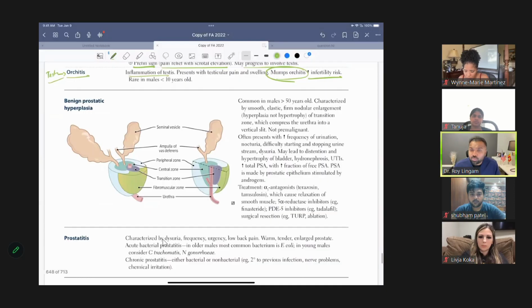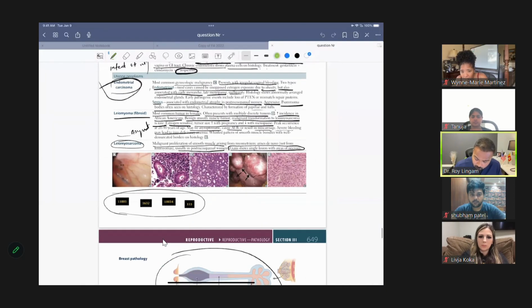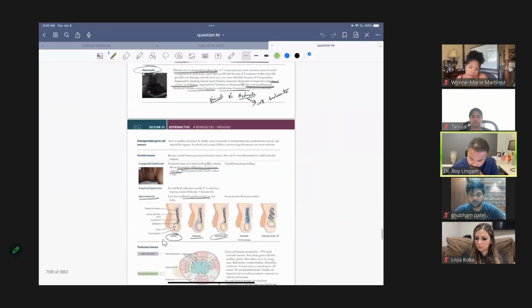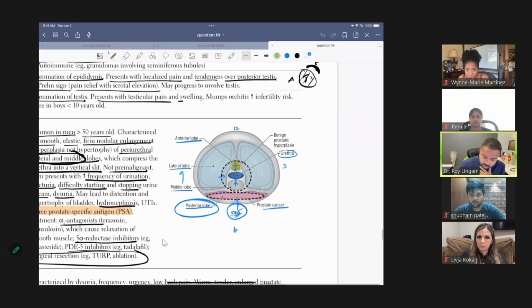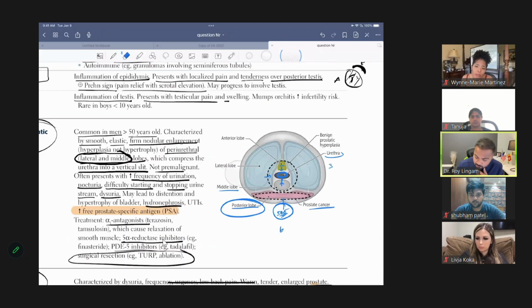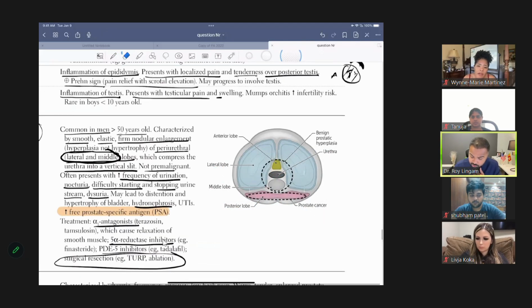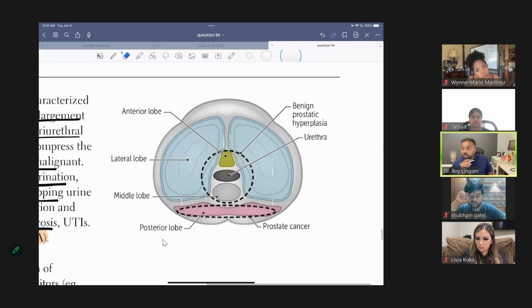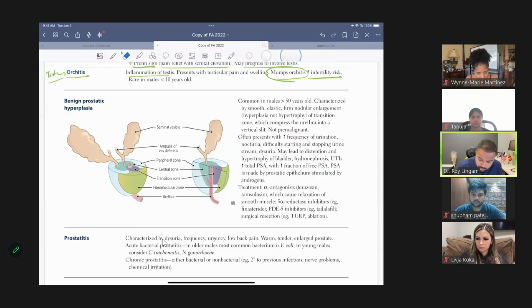Now next, prostate. Before we learn prostate, I kind of want to show you something. I like this picture just for understanding. This is the old first aid. I like this diagram. Okay, let's take a look here. Now that's a cross section of the prostate. After we learn this, we will move to this one, but this is better first.